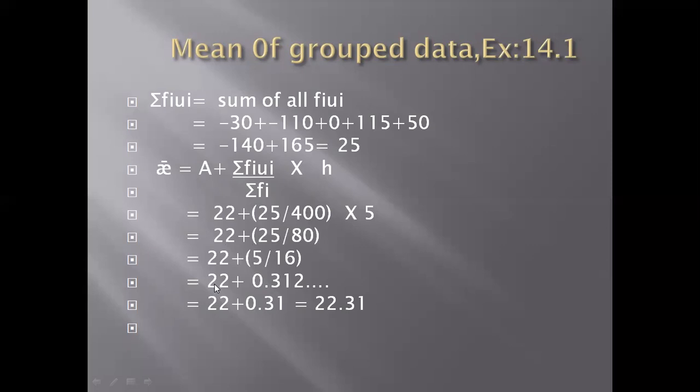That is equal to 22 plus, you divide 5 by 16, you'll be getting 0.312. Take 3 digits and you can leave it. Now, correct it to second decimal place. The third decimal place is less than 5, so you can cancel 2. So, 22 plus 0.31. The answer is 22.31. So, in this way, you have to find the mean by step deviation method.